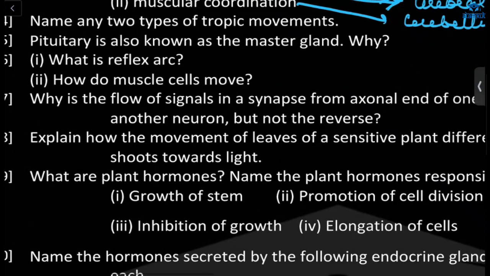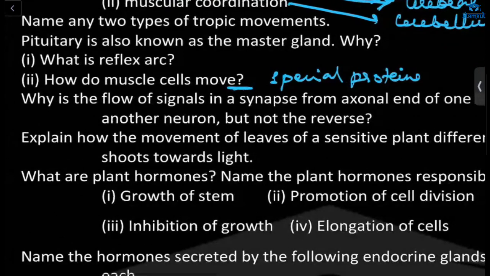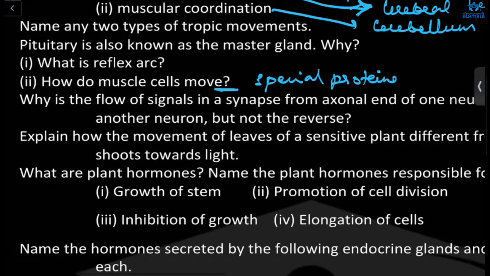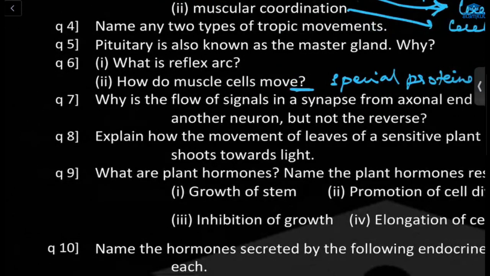Then how do muscle cells move? They have special protein. Because of that, it will change the shape of muscle cells. In response, there will be a change in arrangement of cells in response to electrical impulse. Because of this, the muscle cell will contract and relax. This will cause movement. The muscle cell will move.